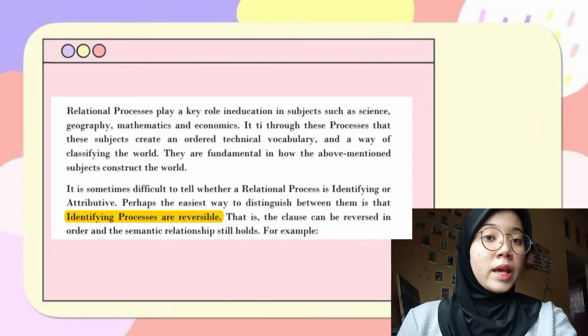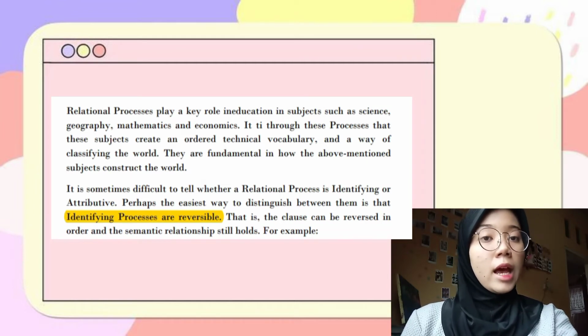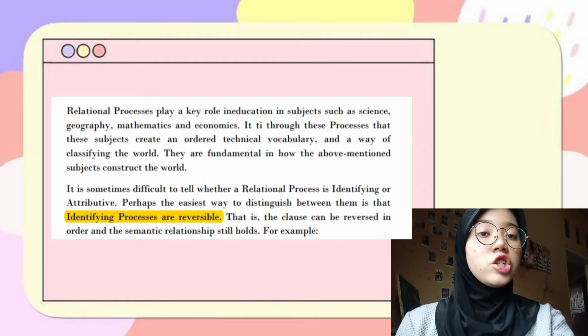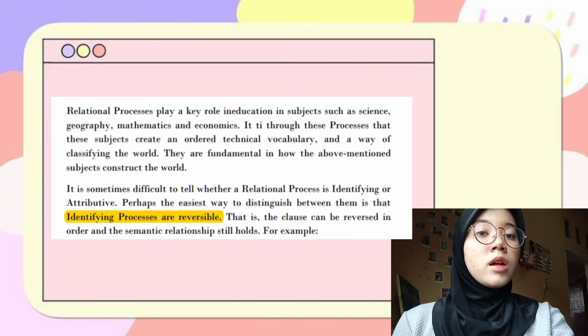Relational processes play a key role in education, in subjects such as science, geography, mathematics, and economics. It is through this process that these subjects create an order, technical vocabulary, and a way of classifying the world. They are fundamental in how the above-mentioned subjects construct the world. It is sometimes difficult to tell whether a relational process is identifying or attributive. Perhaps the easiest way to distinguish between them is that identifying processes are reversible. That is, the clause can be reversed in order and the semantic relationship still holds.